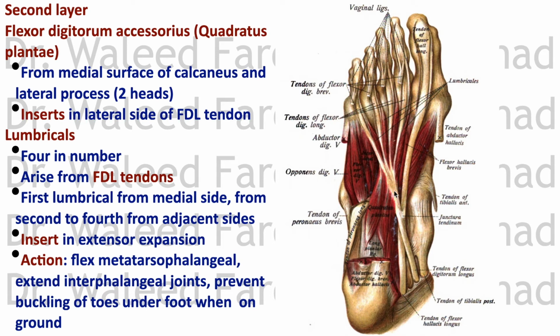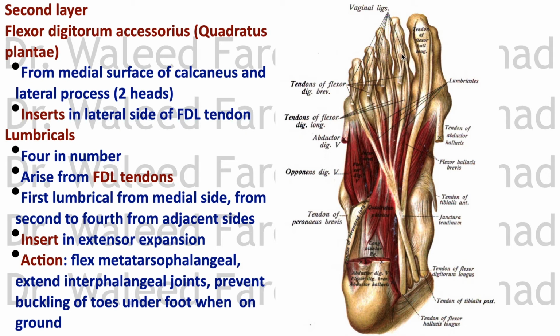The lumbricals are four in number, as you can see here, first, second, third, fourth. They arise from the medial surface of the tendons of the flexor digitorum longus. The first one from the medial side, but the other three from the adjacent sides of the tendons. They insert in the extensor expansion. Now they pass in front of the metatarsophalangeal joint, so they will flex the toe, but they are inserted in the extensor expansion on the dorsum, so they will extend the rest of the toe.